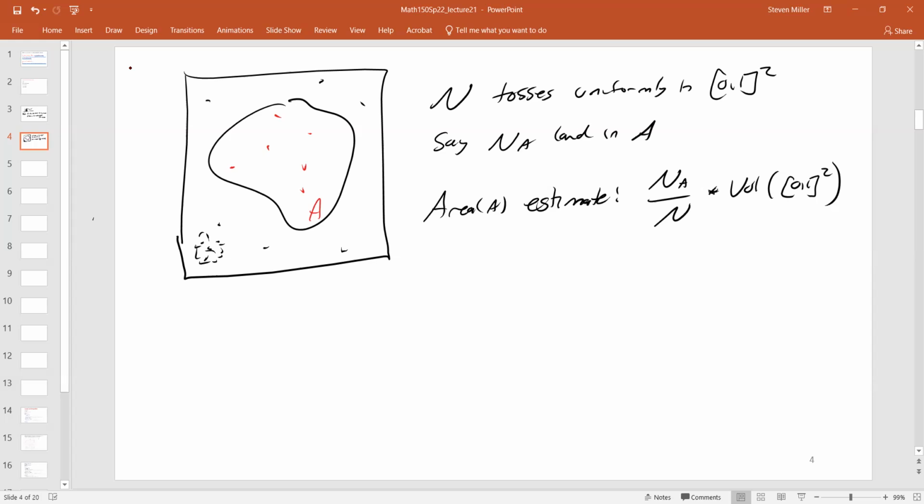Now, do you think it's likely, as you take more and more points, that you're going to have really bad clustering? So the solution is the more points you do, the less likely you are to have clustering. And this is where probability comes into play.